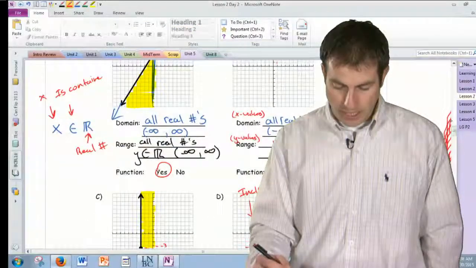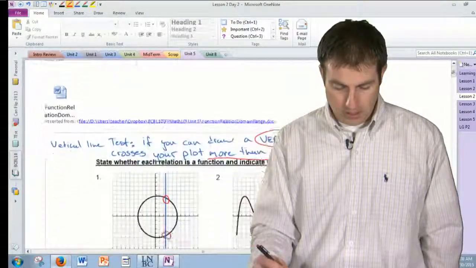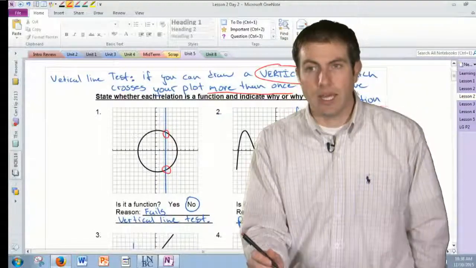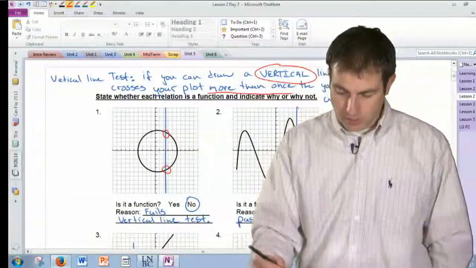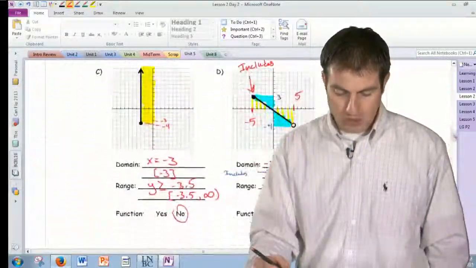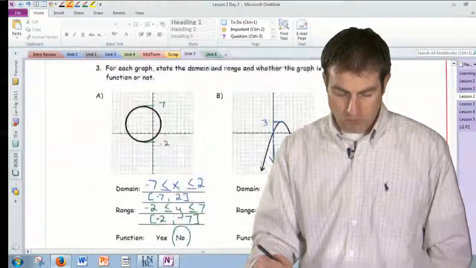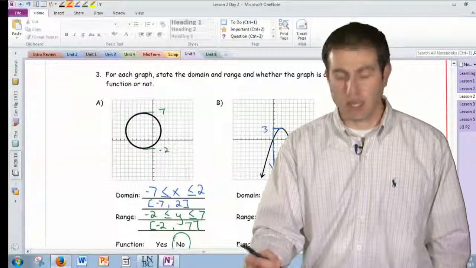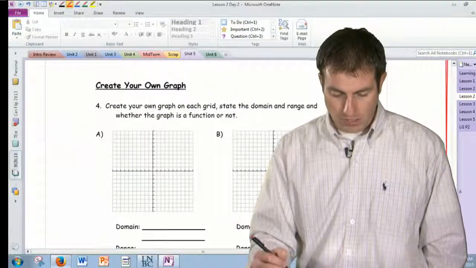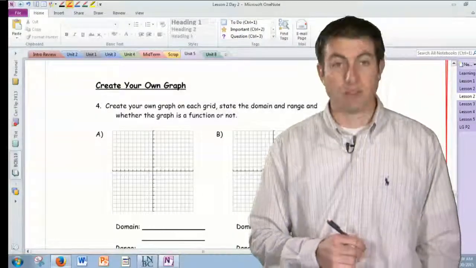So what did it have? At the top it had a vertical line test to figure out if it's a function or relation. And then we went on to look at some of these other shapes. These are linear functions, determining the domain and range. Then we looked at some nonlinear functions, determining the domain and range. And on the very back, the last page, there was choose your own graph and create your own graph on each grid and state the domain and range and whether the graph is a function or not.